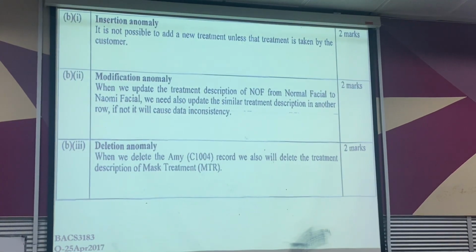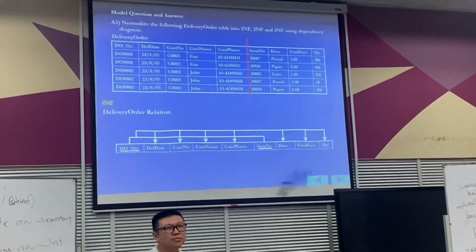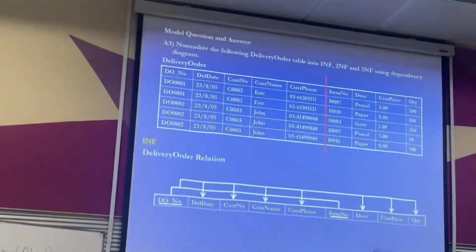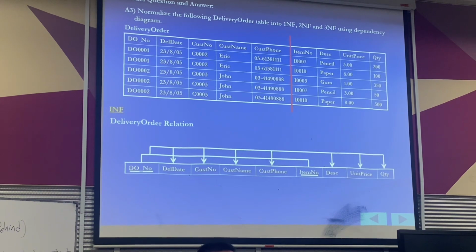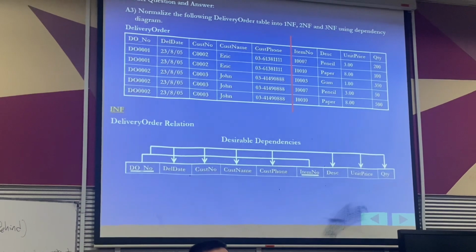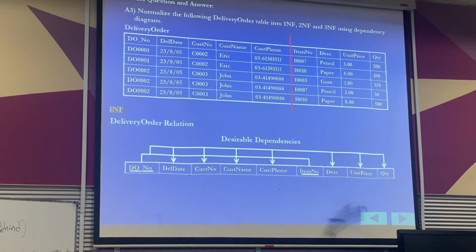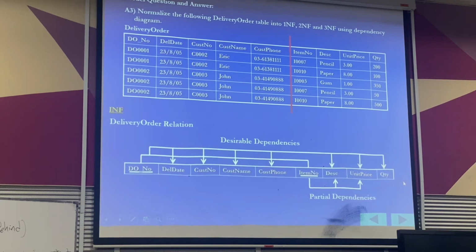Check your answer whether it's correct or not. So the key to other attributes with the arrow. Key, you cannot have an arrow. Other than key needs an arrow. We call this one desirable dependency. And next step, partial dependency. So like this, partial dependency.